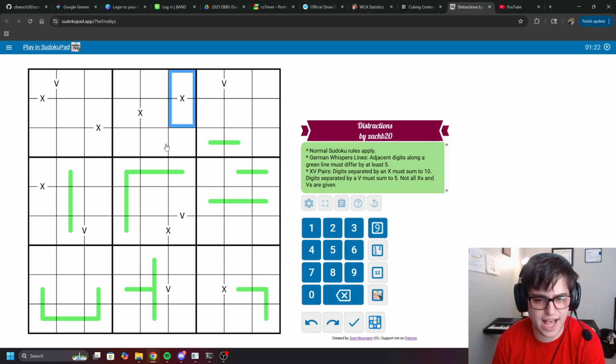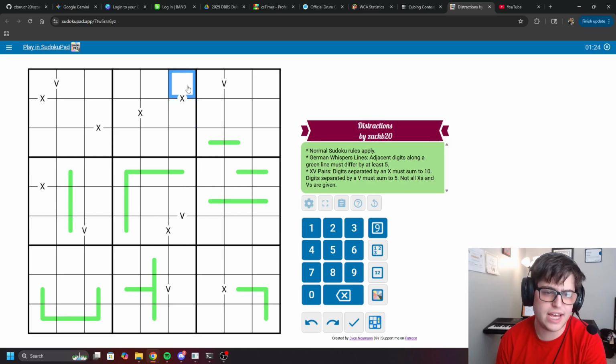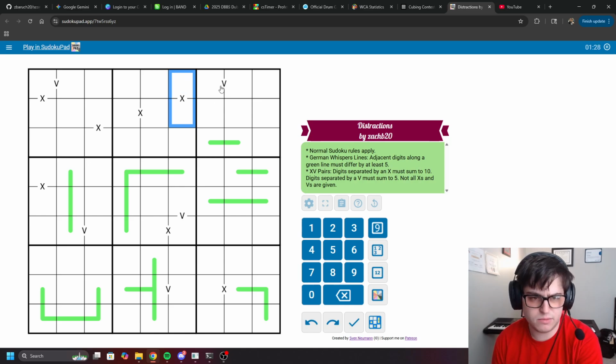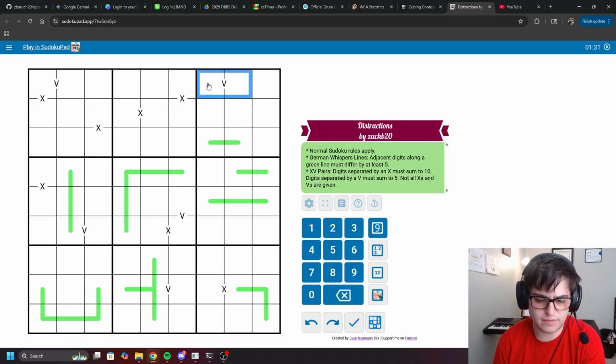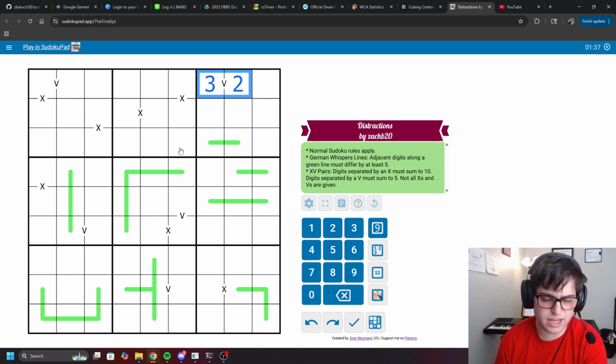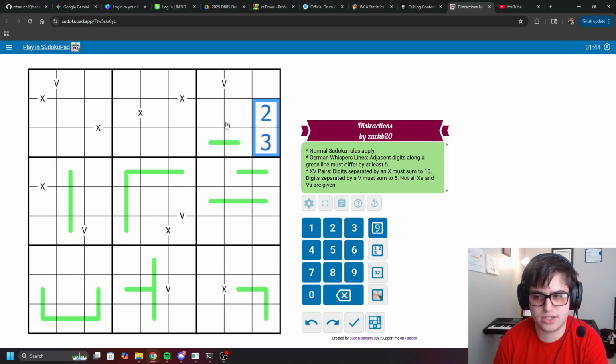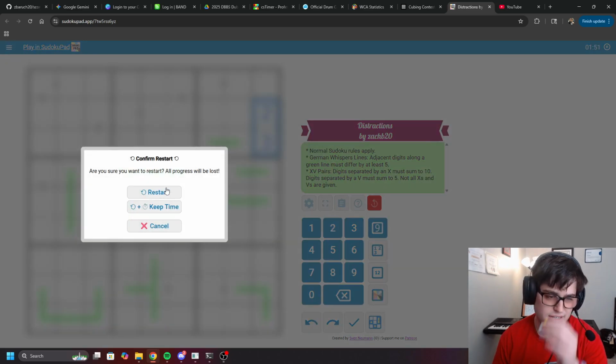Similarly, along an X, digits must sum to 10. So if I put a 3 here, this must be a 7. Similarly, on a V, we have to sum to 5. So if I put a 3 on the V, it must be a 2 next to it. And it says not all X's and V's are given. That means there's no negative constraint if I have a 2 and 3 over here. Just because there's no V next to it is perfectly legal, at least in this puzzle. Alright, with that out of the way, let us do the puzzle.